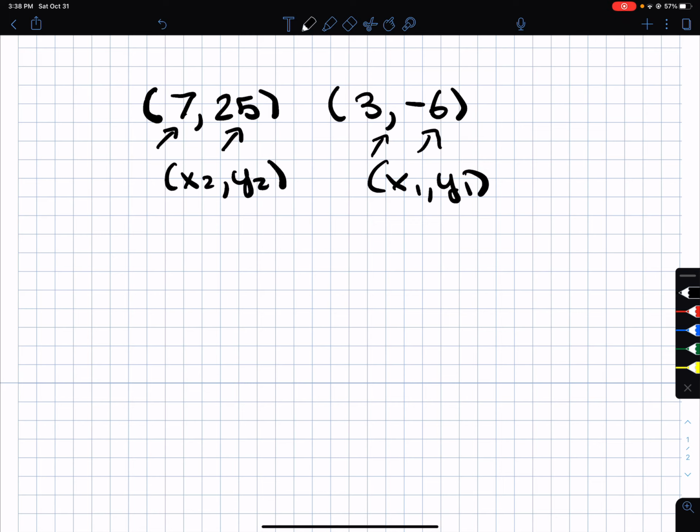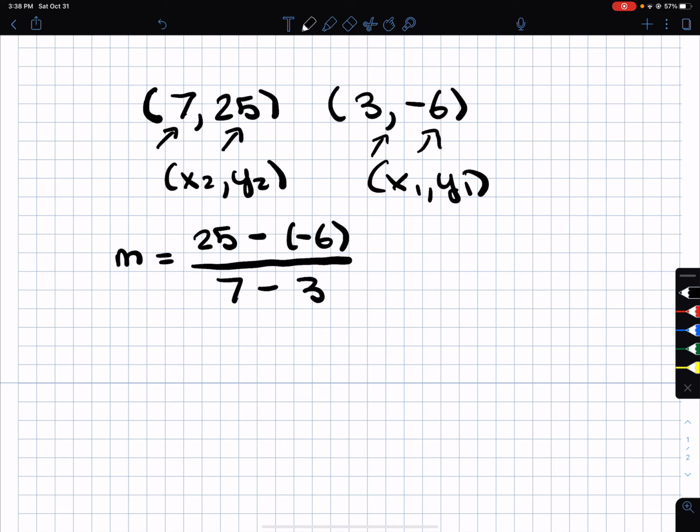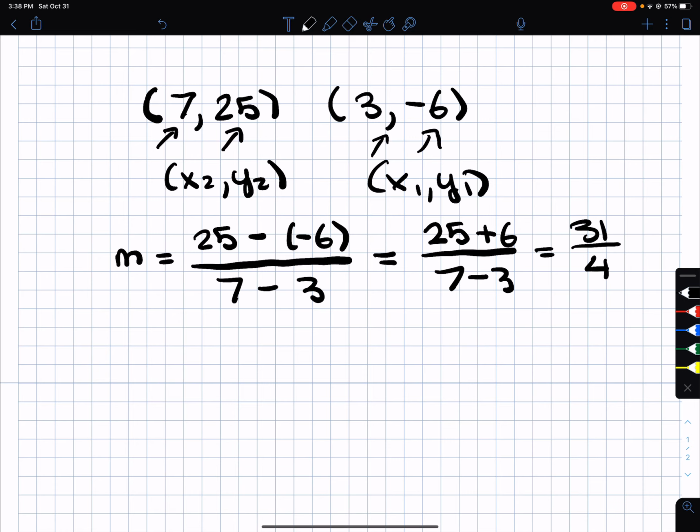Plug it into the formula. You have m is equal to y2 minus y1, which is 25 minus negative 6, and then x2 minus x1, so 7 minus 3. Remember that subtracting a negative turns into a positive. So that'll be 25 plus 6 over 7 minus 3, which is equal to 31 over 4. And that is your slope.